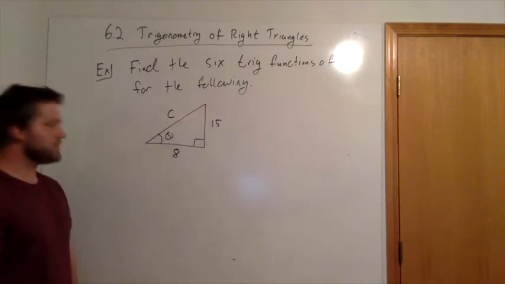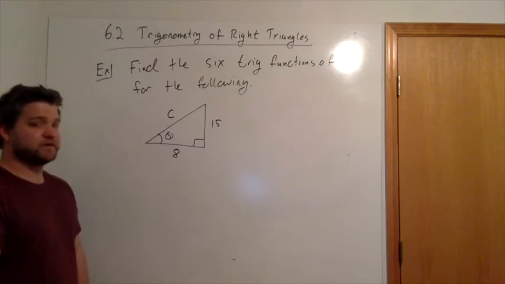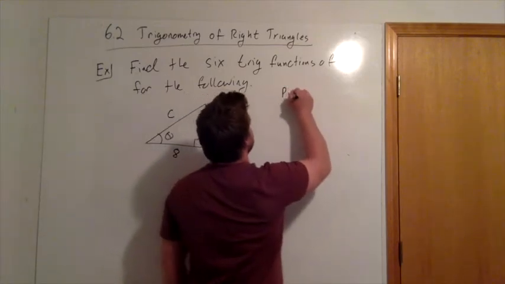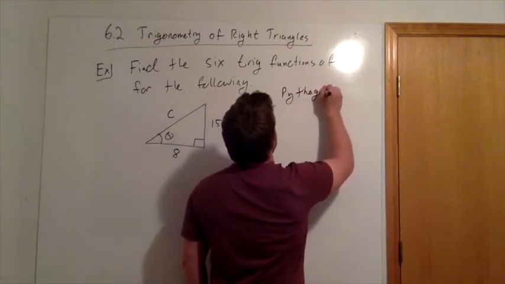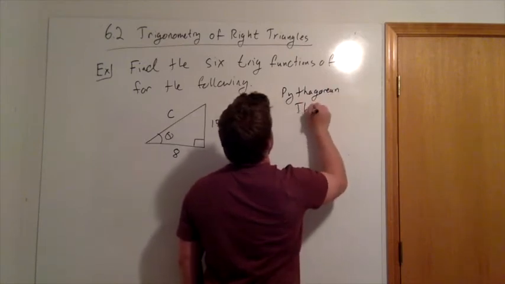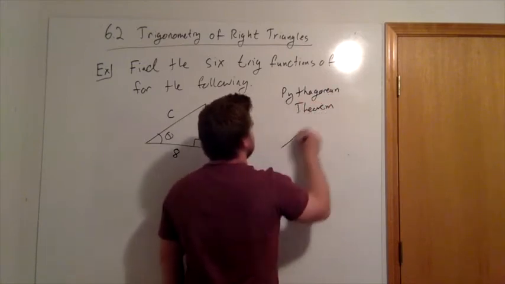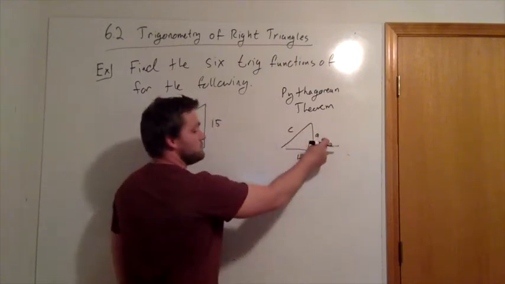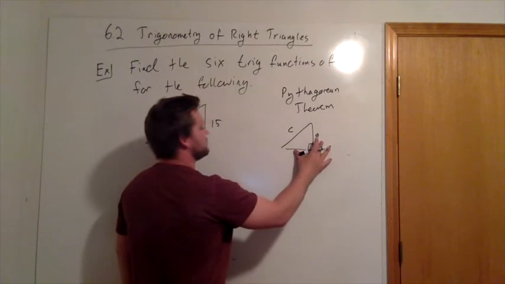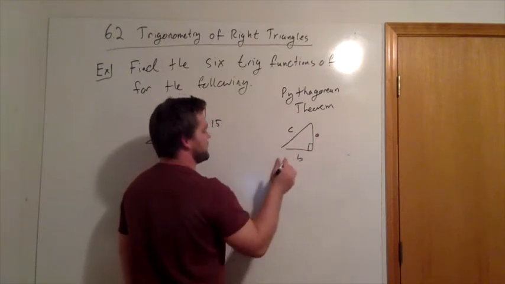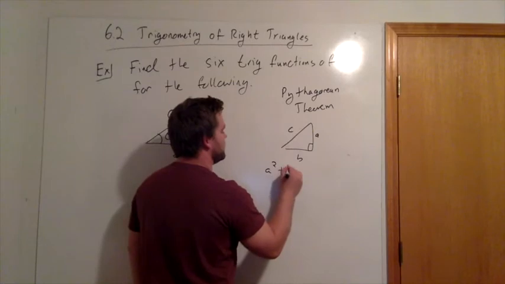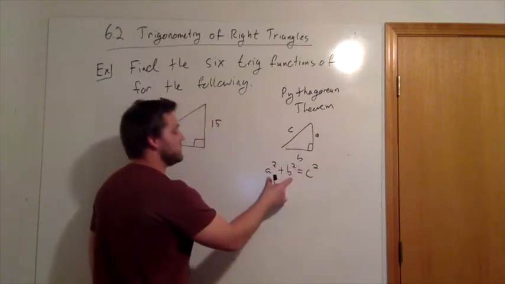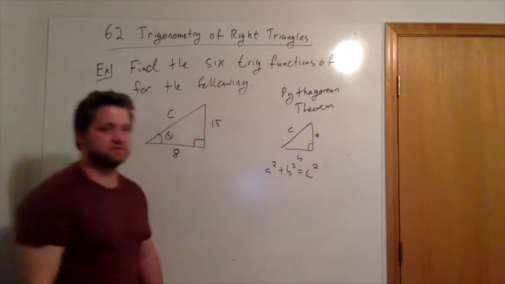Now, if you've never seen the Pythagorean theorem before, or you'd like to see a proof of it, check out my video on the proof of the Pythagorean theorem. But what the Pythagorean theorem says is that the sum of the squares of the legs of a right triangle is equal to the square of the hypotenuse. So it says that a squared plus b squared is equal to c squared.